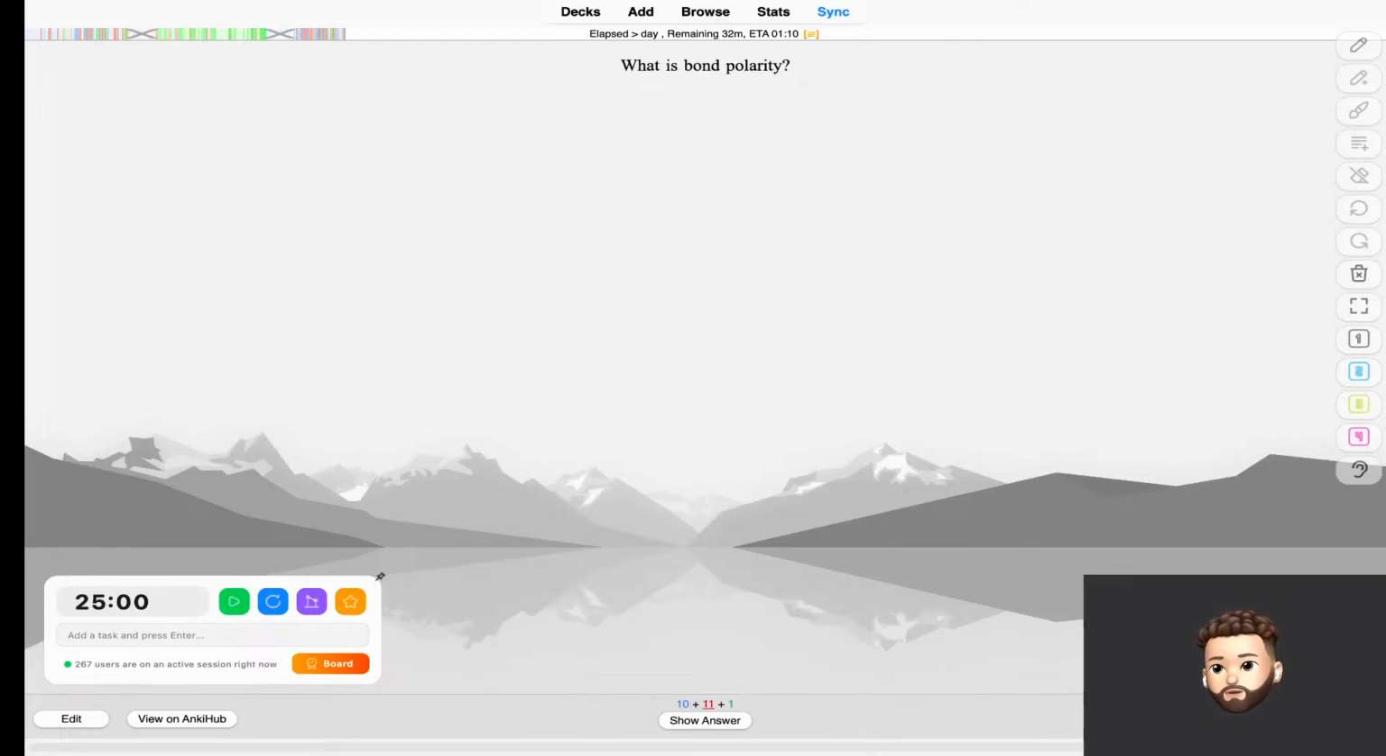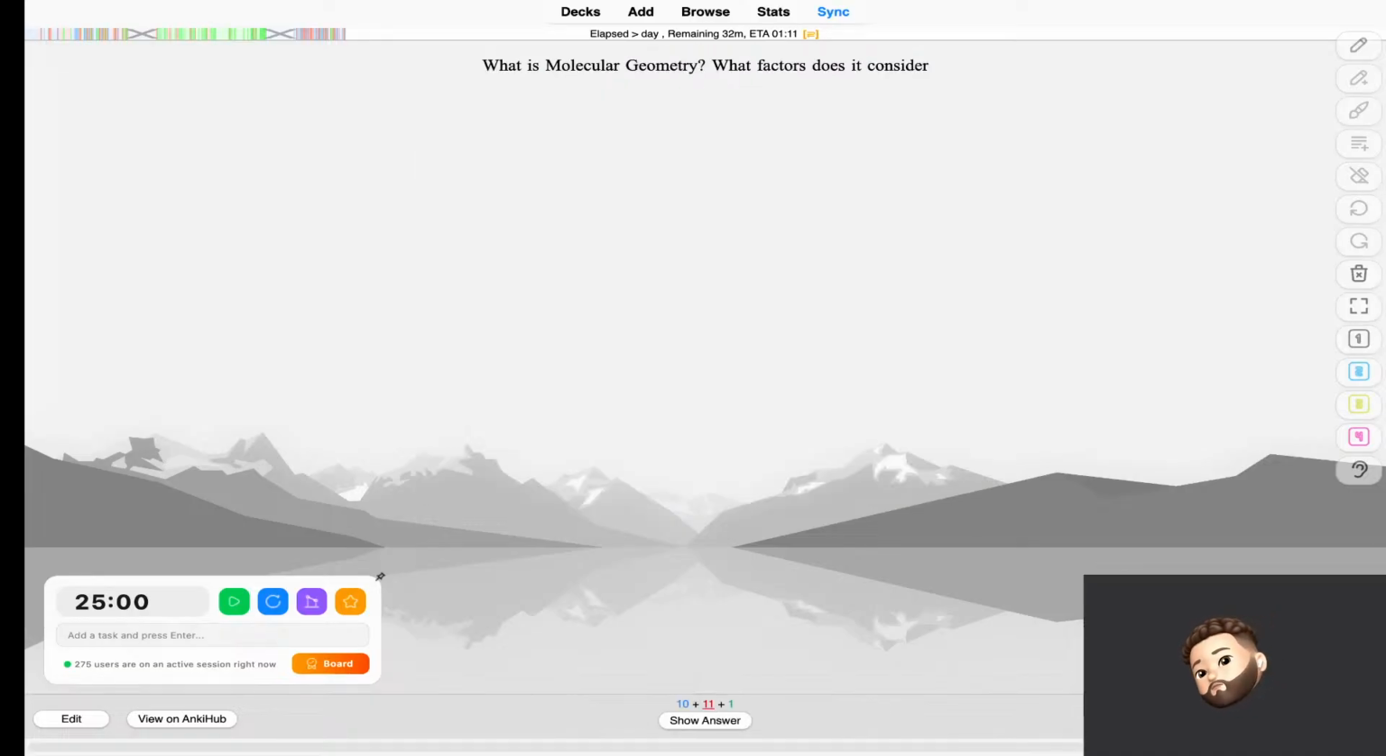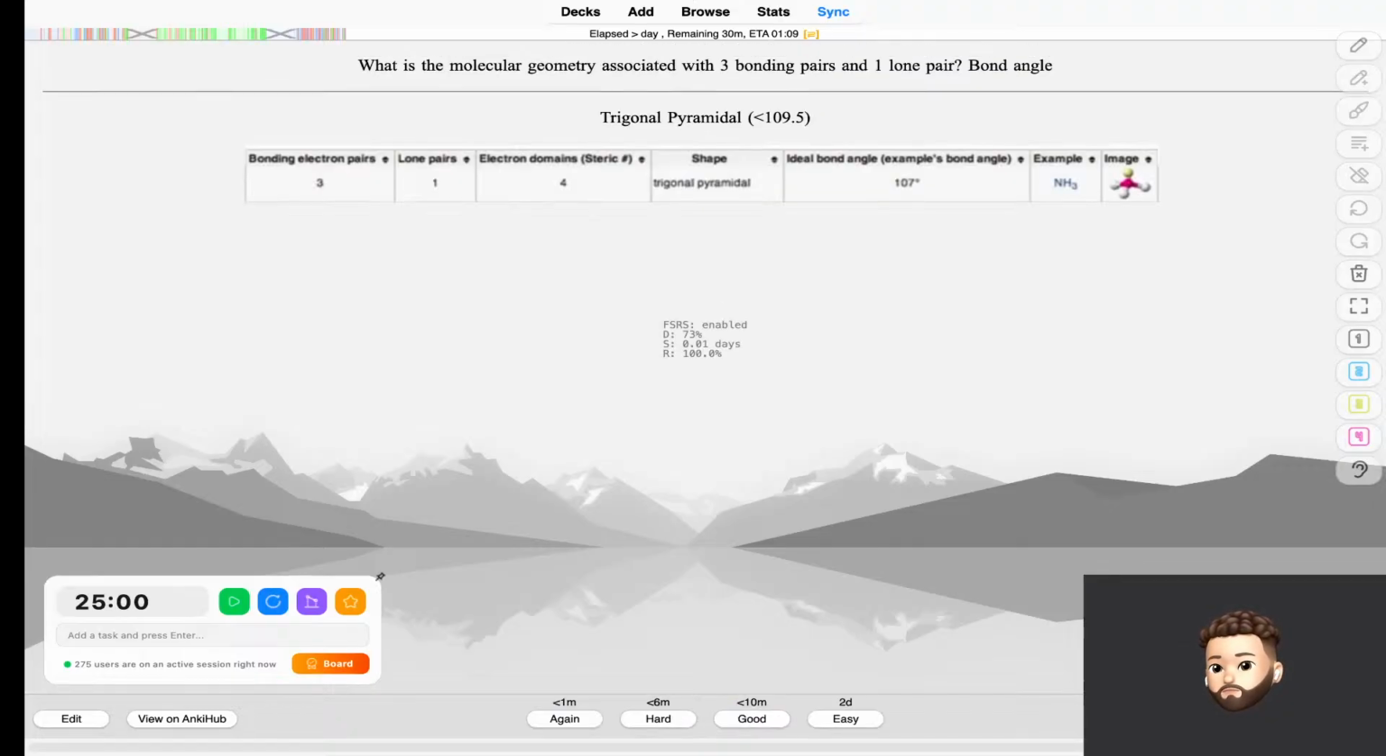What is bond polarity? Bond polarity describes how unequally spread the charges are. What is molecular geometry? What factors does it consider? Molecular geometry describes the shape of the molecule. It only considers the bonding electrons. What is the molecular geometry associated with three bonding pairs and one lone pair? Tetrahedral to trigonal pyramidal, less than 109.5.